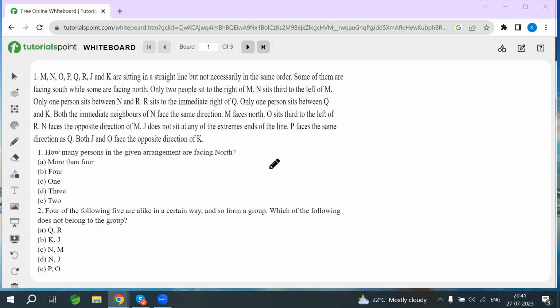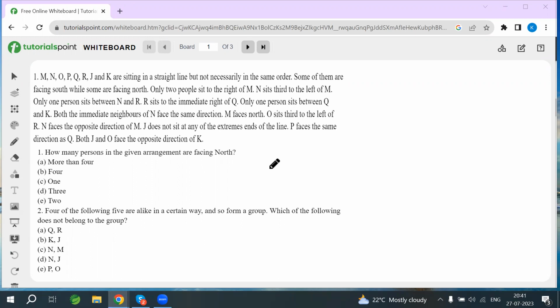This is the playlist for the seating arrangement, and the question is like this. M, N, O, P, Q, R, J, and K are sitting in a straight line, but not necessarily in the same order. Some of them are facing south, while some are facing north.